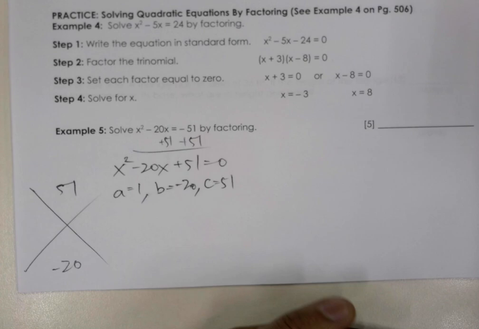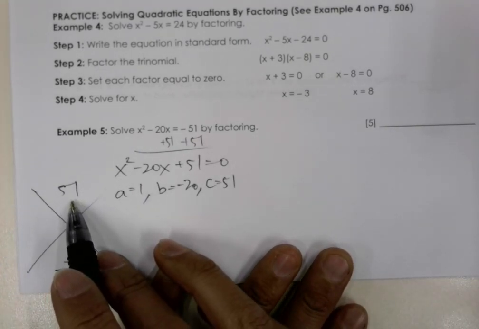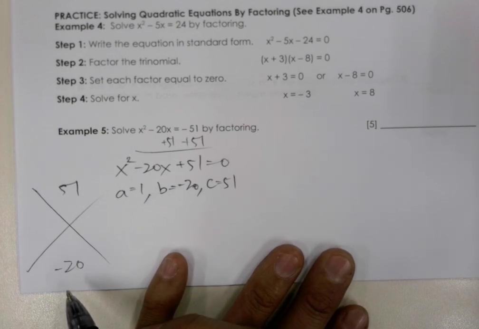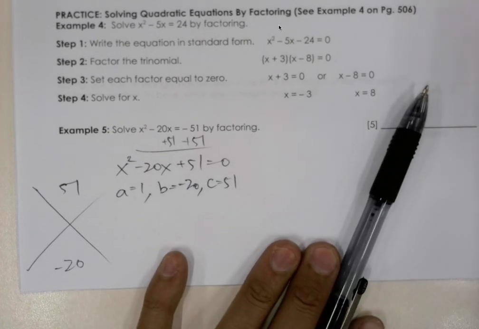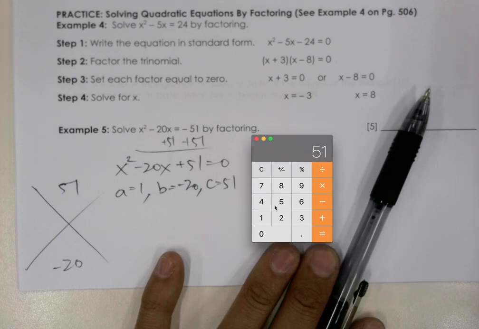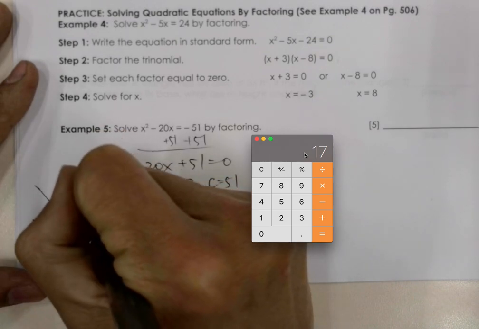So we have 51 times 1. I believe 51 is prime. So we have no numbers that would multiply to 51 other than 51 and 1. Let's see. Or maybe I'm wrong. 51 divided by 3. Okay, so it's not prime. 3 and 17. There we go. So let's do 3 and 17.